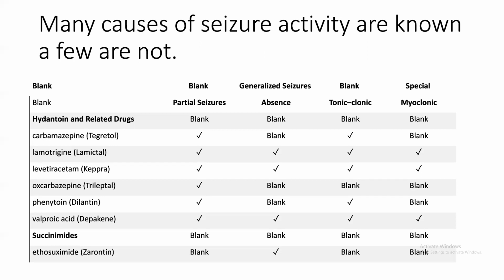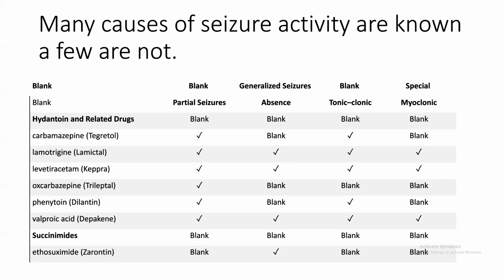Again, we have the partial seizures, absence seizures, tonic-clonic, and myoclonic. Carbamazepine, these are all drugs in the Hydantoin classification. So carbamazepine is good for partial seizures and tonic-clonic. Lamotrigine is for partial seizures, absence, tonic-clonic, and myoclonic, everything. And levetiracetam is for all the seizures.